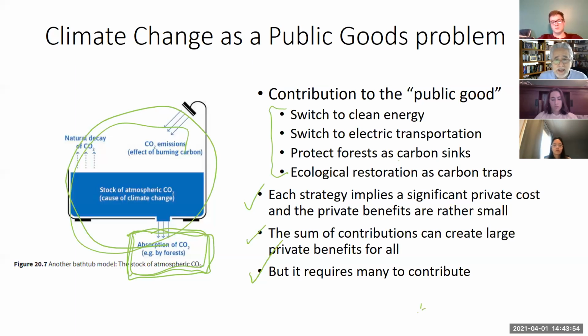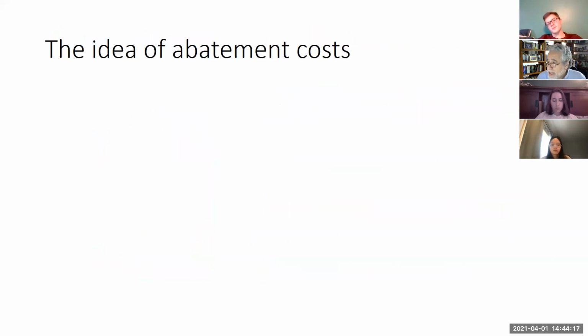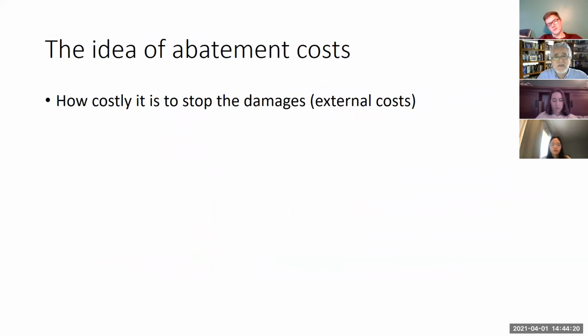Because for doing this, there are many ways of doing this. You can switch to clean energy in many different ways, and some are more costly than others. You can switch to electric transportation, but there are some more expensive ways than others, and so on. So the idea of abatement costs is to think of how expensive it is to stop these externalities, these damages. And we now have much more detailed and better quality data to think about that. And you read about that in that section in chapter 20.